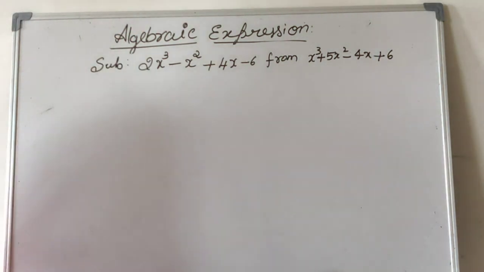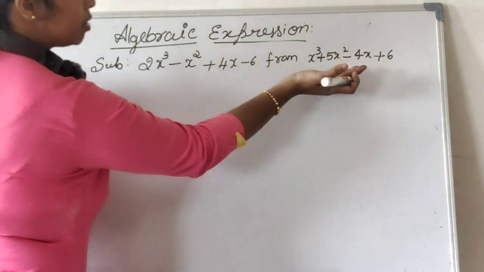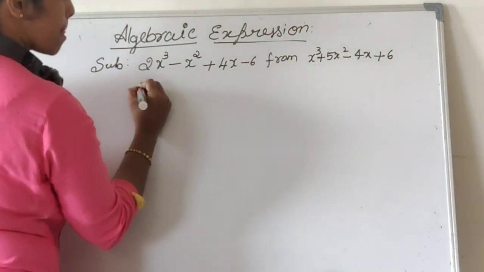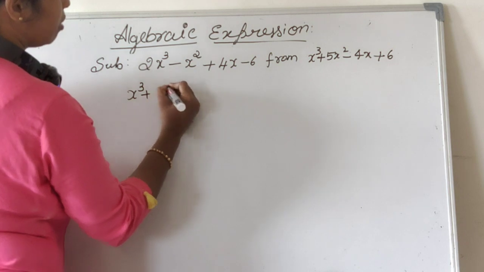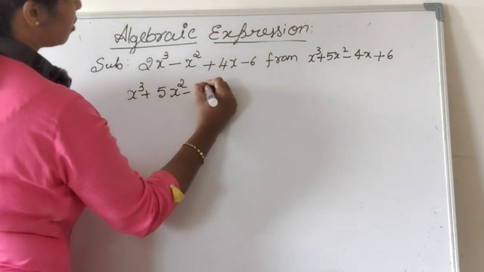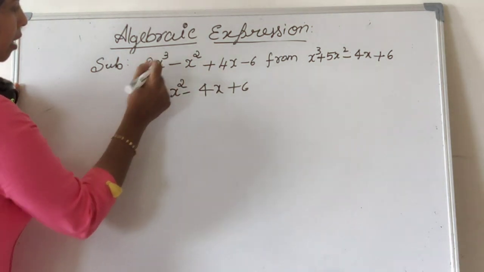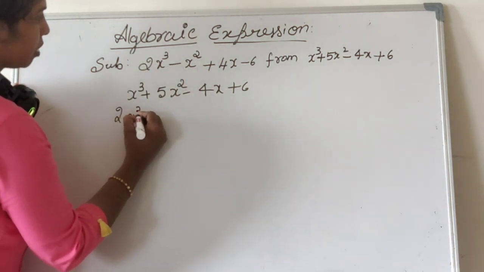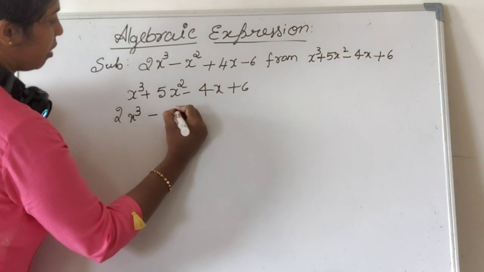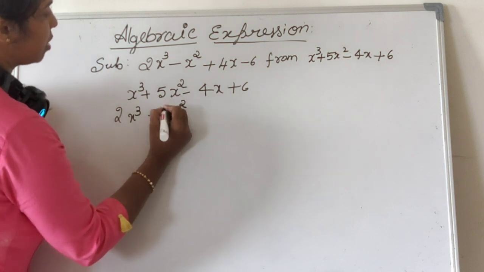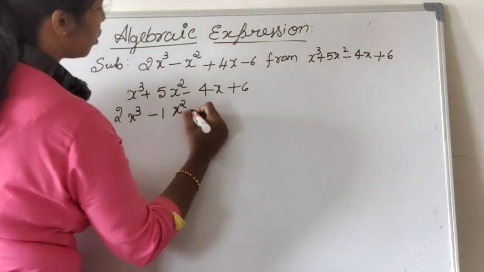So, subtraction. When it says "from", the second one you will write first. Remember, when "from" comes, the second one you write first. Under that, write 2x cube, minus x square. Only x square means it contains 1. If you want, you can write it; if you don't, no problem.